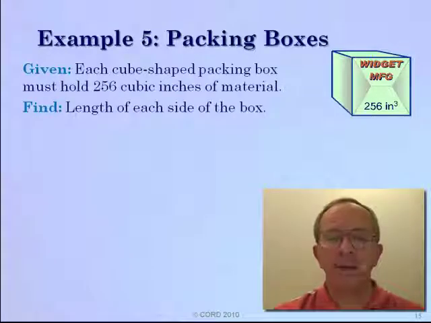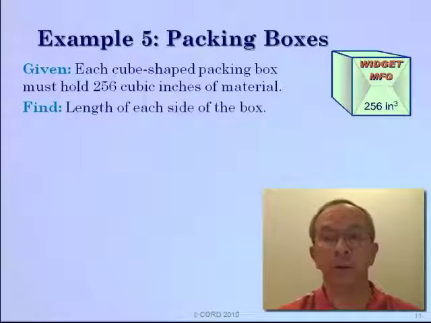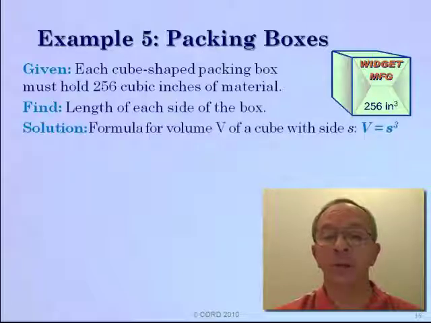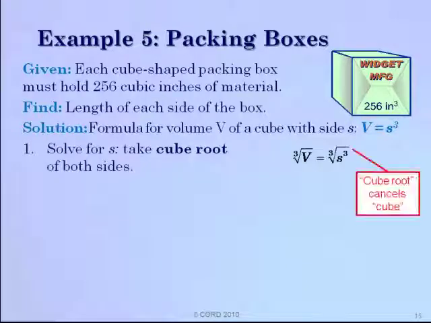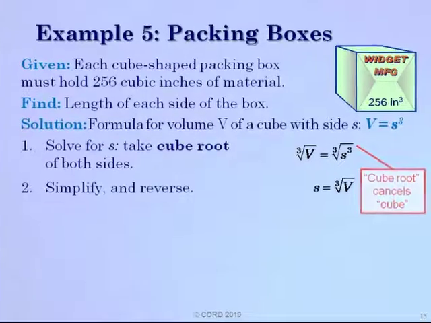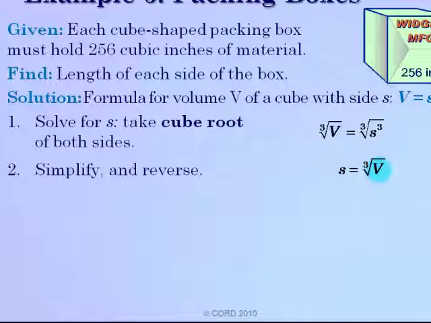Example 5 asks you to calculate the length of each side of a box. It must hold 256 cubic inches of material. It's a cube-shaped box, so that gives us a clue that the formula for the volume of a cube is V equals S cubed. And we're looking for S, so we're going to have to use some algebra to solve for S. We'll start by taking the cube root of both sides, remembering that the cube root will cancel the cube. So we'll be left with just S equals the cube root of V.